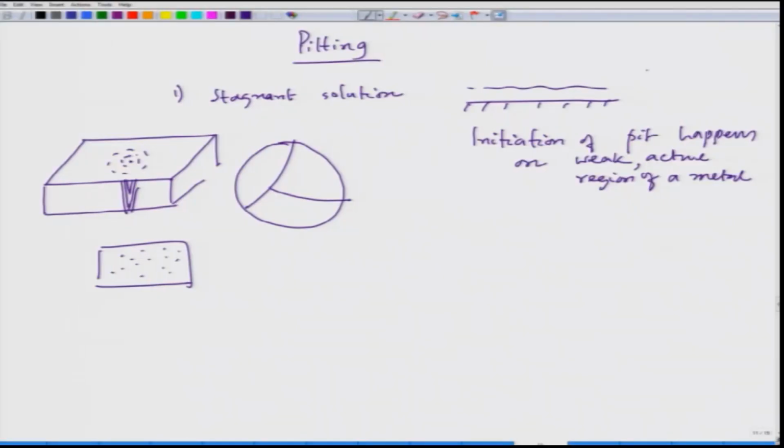And why am I telling stagnant solution? Let us say we have water and this is the metal surface. If the water flow is less, the number of pits and the depth of pits will be more; if there is a water flow, then the pit formation would be hindered.